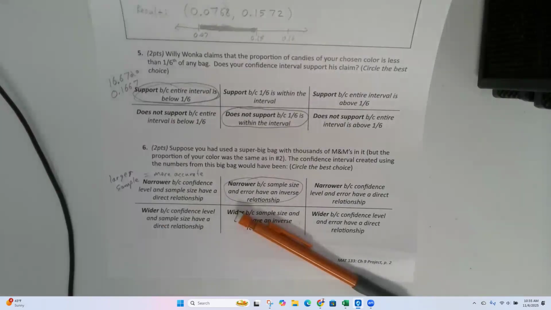Okay, that's way too big. So if I wanted to be more accurate, I would want a smaller range, a smaller confidence interval. Okay, good. Let's move on to Skittles.